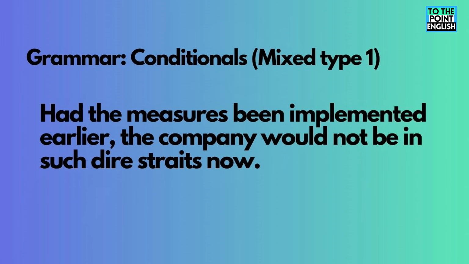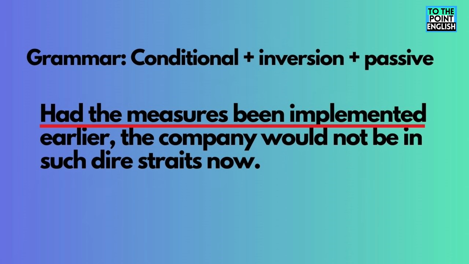Now we call it the mixed conditional because we're mixing the third conditional with the second conditional. Again, this is not the video to go into detail about this. I've made other videos, and in my course I explain in more detail. But what makes this particular sentence so advanced and sophisticated is that it's using a lot of grammar, not just conditionals. So as you can see, it includes inversion and passive. So had the measures, that's inversion, and then be implemented, that's the passive voice.